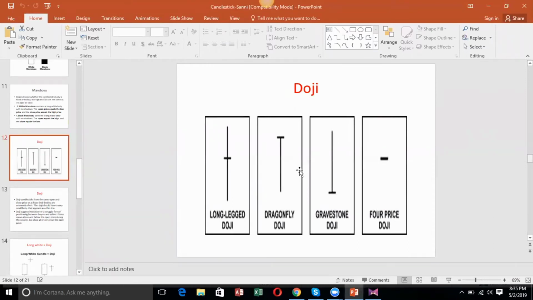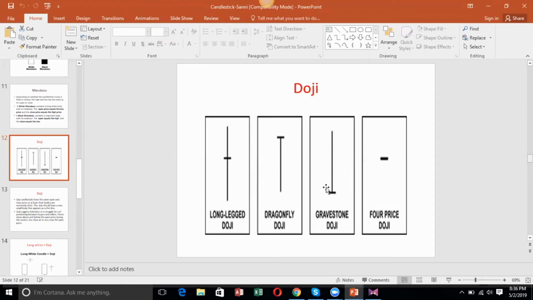Can you see these different types of doji we have here? How do you spot a doji? A doji has long shadows with a small body. Can you see the long shadows? With a small body, little or no body, let me use that word. With little or no body. Can you see that? Now, what is the function of a doji?